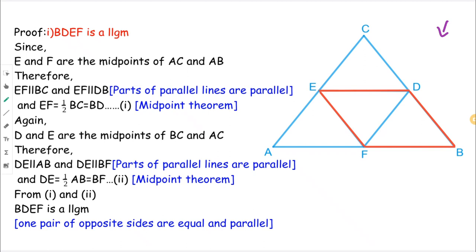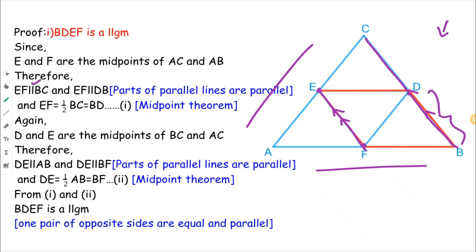Now the question is given to us that E and F are the midpoints of the sides AC and AB, right? Which means from the midpoint theorem we can say that this line EF is parallel to this line BC. Okay, but here we'll be taking EF is also parallel to BD. Why? Parts of parallel lines are parallel, right? And also we can say from the midpoint theorem that EF is half times BC, and half times BC will be taken to be equal to BD.